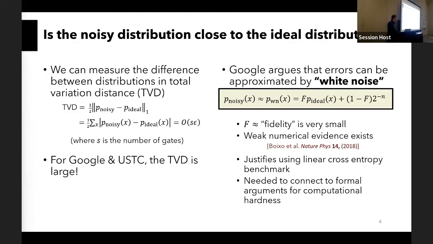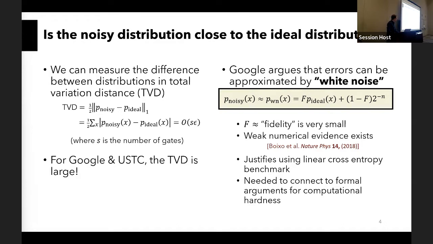So the way that one might try to get around this and say that nonetheless the noisy device is doing something similar to the ideal is to make this white noise approximation, where you say that the noisy output distribution is roughly equal to, with probability f, an output from the ideal distribution, and then with probability 1 minus f, just a completely uniform random output. This is what we mean by white noise, this kind of randomness, the fact that there's some probability of an error, and when there is an error, it can just be global white noise.